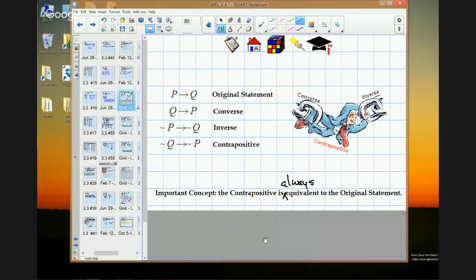so those two other guys are, I guess you could call them the bad guys. If you take any statement and write its converse, well, it's no longer the same statement. And likewise with the inverse.